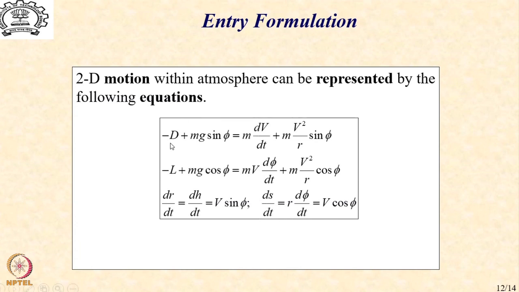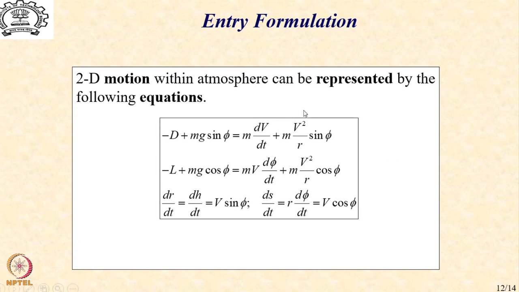So as you can see, we have the drag term, which is now opposite to the velocity direction, we have the gravitational component, then we have m dv by dt, the force term, the thrust is missing, and then we have one extra term, m v square by r into sin phi. This is the centrifugal force term, because v square by r is the centrifugal acceleration, as we are using a spherical coordinate system.